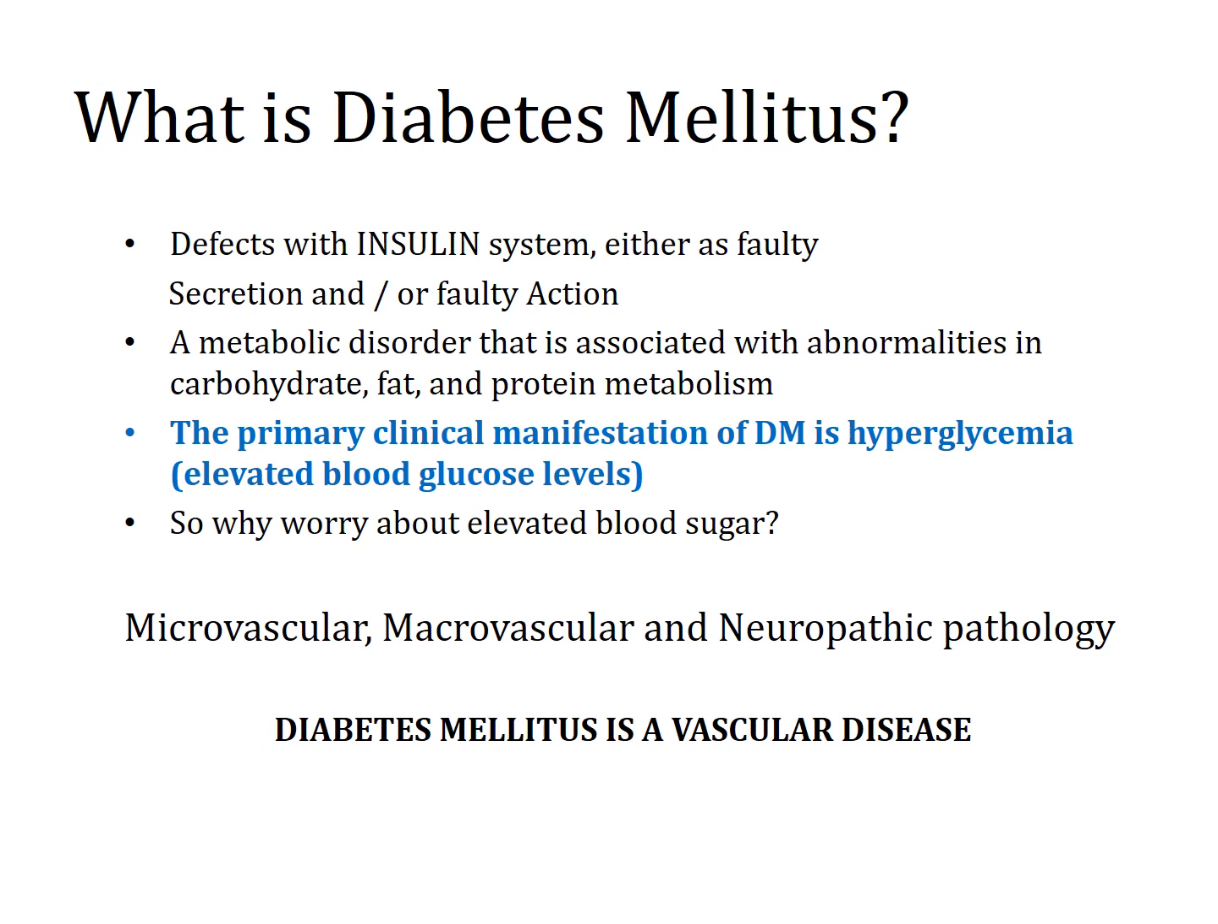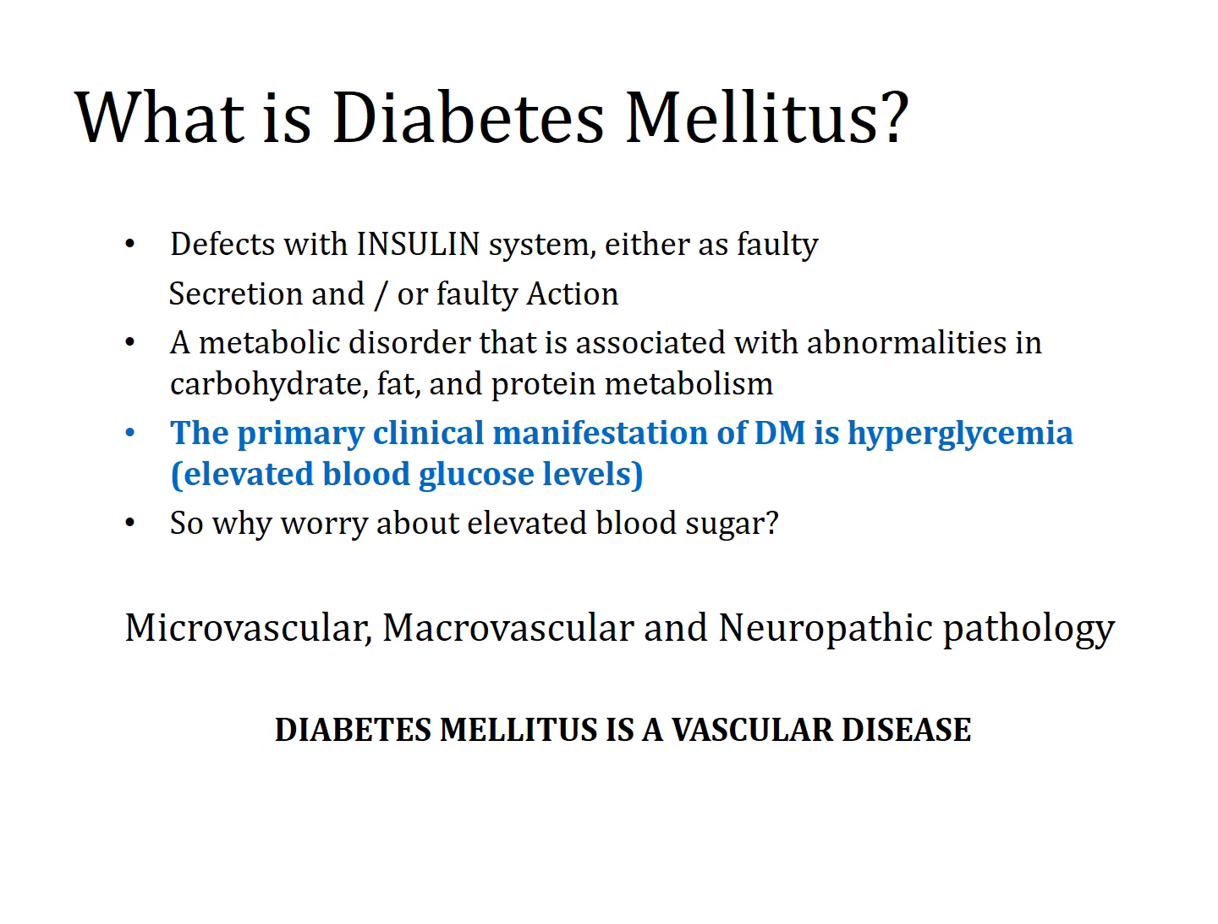So diabetes mellitus is a defect of glucose metabolism primarily due to defects with the insulin system. Either the individual is not synthesizing and secreting insulin, or the action of insulin itself is faulty. Diabetes mellitus is also associated with abnormalities in fat and protein metabolism in addition to carbohydrate metabolism. The primary manifestation of diabetes mellitus is elevated blood glucose levels, or hyperglycemia.